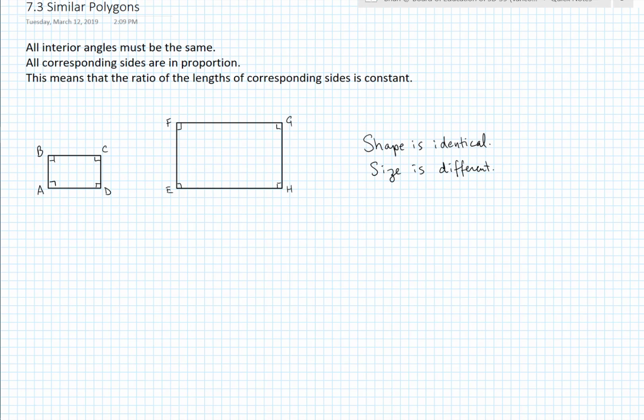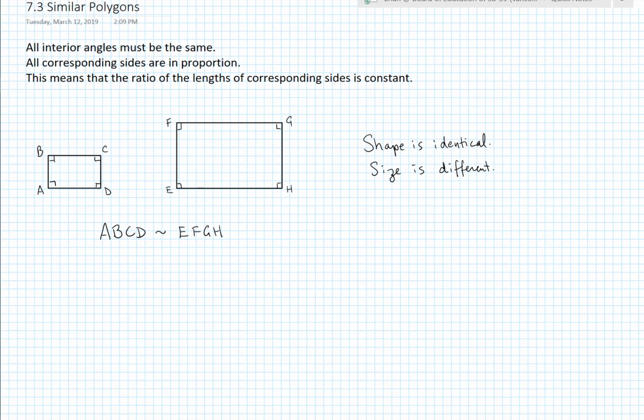So there's a way to symbolize this, and we can write the polygon ABCD is similar. The symbol for similar is a little squiggle or a tilde, if you like. And in this case, we can say ABCD is similar to EFGH. Now, the labeling is actually a little bit picky here.